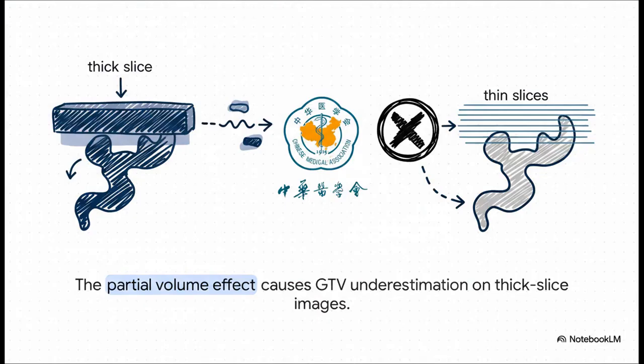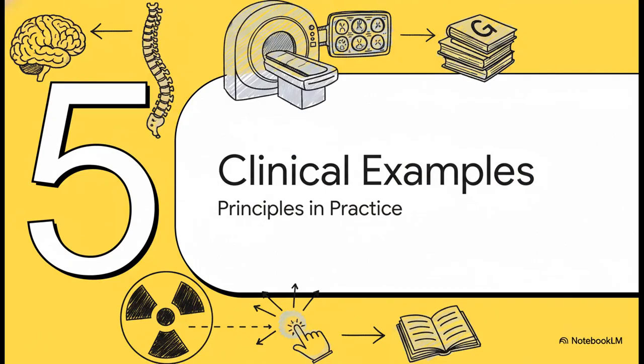And this image shows exactly why. We're looking at the partial volume effect in a brain metastasis. Notice the significant underestimation of the GTV on the thick slice images compared to the high-resolution acquisition. This averaging effect obscures tumor margins and can directly result in a geographic miss. It's a critical risk.